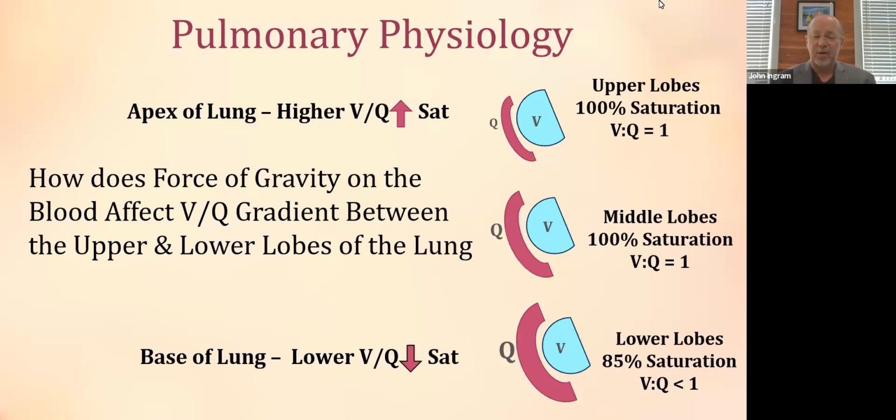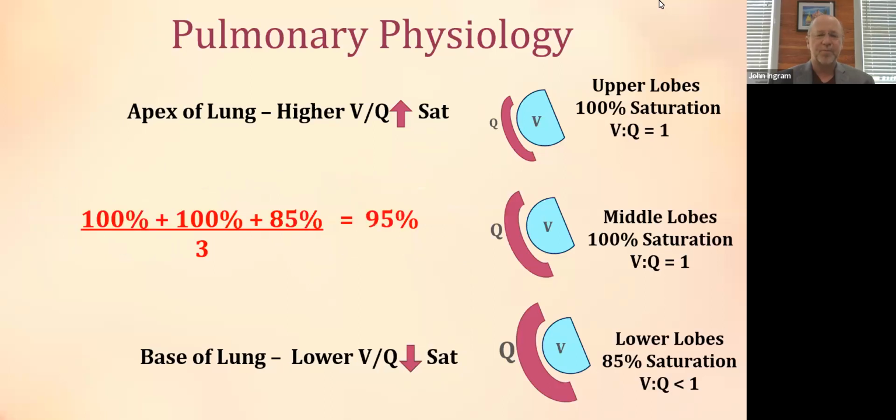Well, due to gravity, you see there the Q is much more distended. We have a much more fuller and distended capillaries that are coming by the same amount of air in the alveoli. And so we do not have enough ventilation to saturate all of this excess blood that is coming down through the lower lobes. And therefore we end up with a VQ less than 1, and we end up with about an 85% saturation of the blood that takes place in the lower lobes.